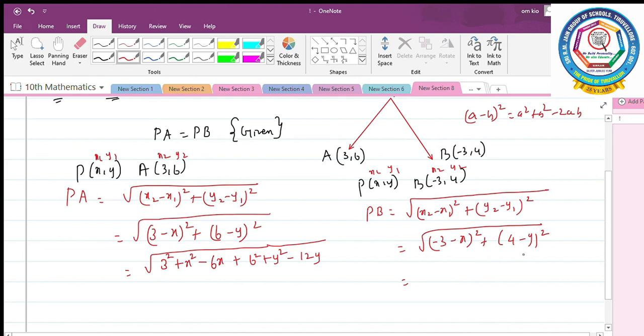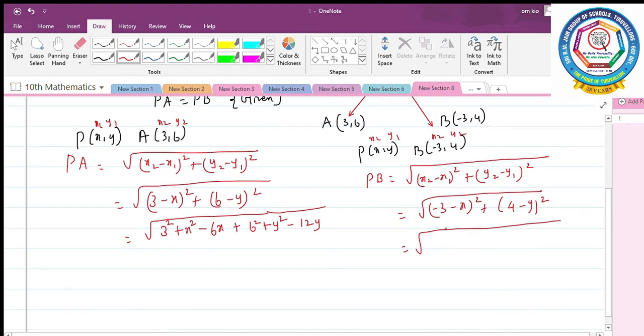This is equal to square root of, in bracket, minus 3 minus x the whole square. If both terms are minus, that means you can use the plus identity here. Here I am going to take the a plus b the whole square identity. We know that a plus b the whole square equals a square plus b square plus 2ab. Here 3 square plus x square plus 2 threes are 6, 6x, plus next one a minus b the whole square here. So 4 square plus y square minus 8y. So what is the condition? Both are equidistant.